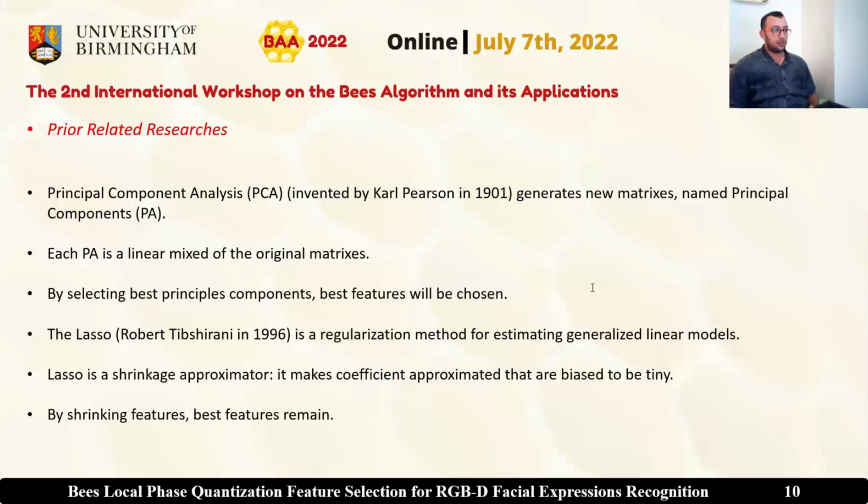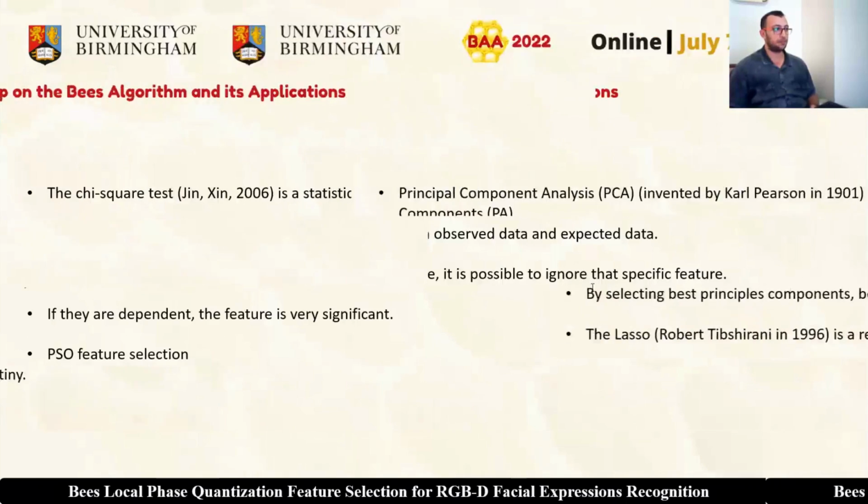Another one is Lasso, invented by Robert Tibshirani in 1996, which is a regularization method for estimating generalized linear models. Lasso is a shrinkage approximator. It makes coefficients approximated that are biased to be tiny. By shrinking features, the best features remain, so they are selected.